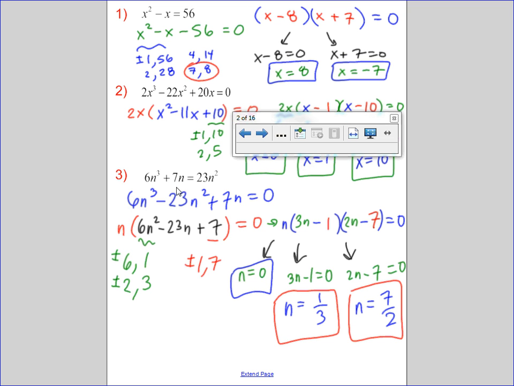Because it had a first product. It wasn't just 1n squared or 1x squared. It was 6n squared. And that added to the combinations for my placements of the first and last. Awesome. What questions do you guys have about 1, 2, and 3?